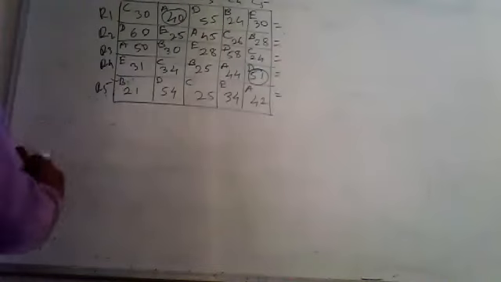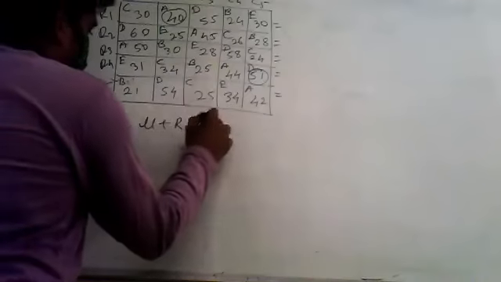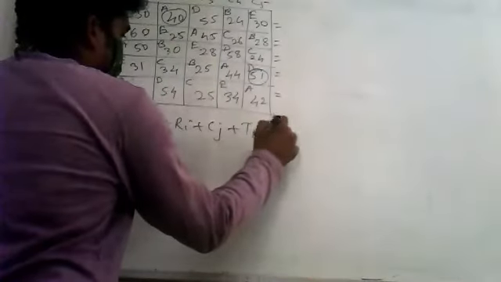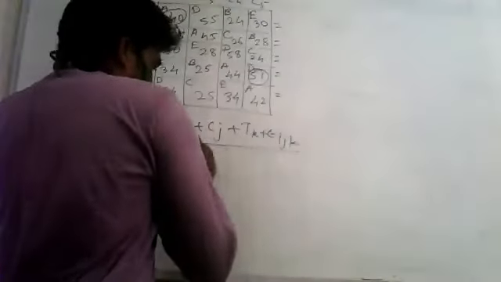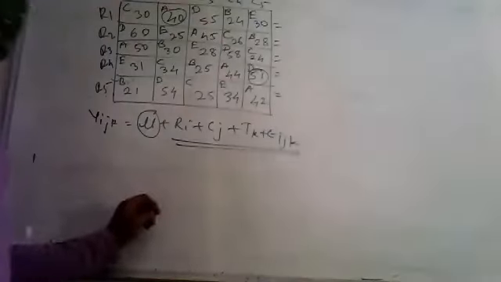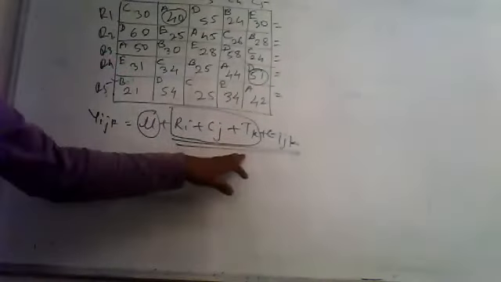Now we have to go for the ANOVA. Yijk is equal to mu plus Ri plus Cj plus Tk plus epsilon ijk. This mu, the general mean, is a constant value. Now, how many sources of variation are there? These 4 sources of variation. Out of these, Ri, Cj, and Tk are all controlled sources of variation, and epsilon ijk is the uncontrolled source of variation.